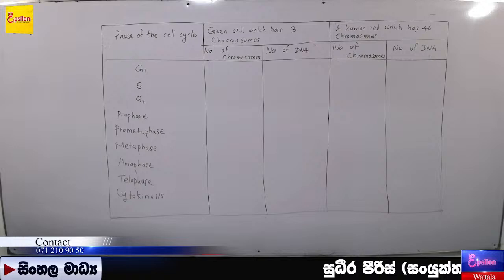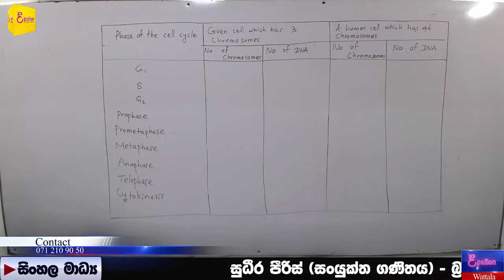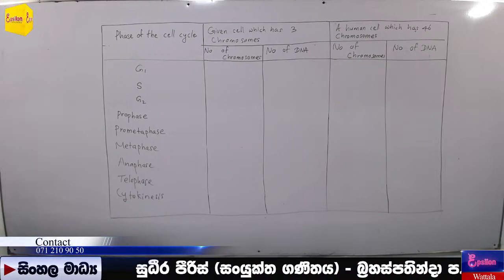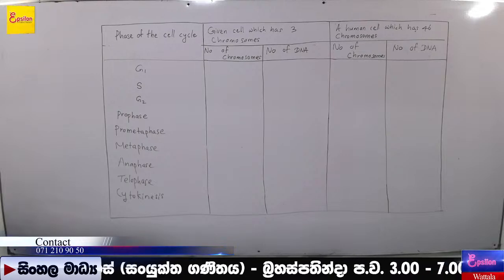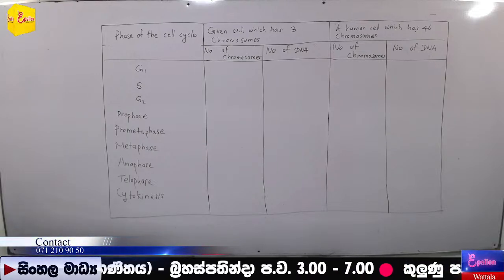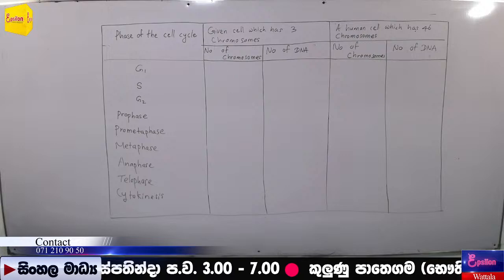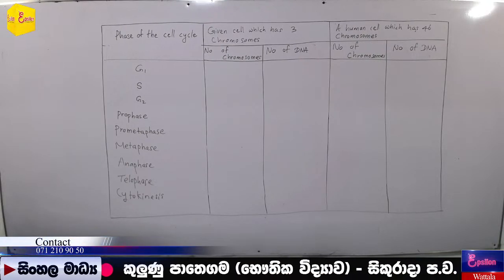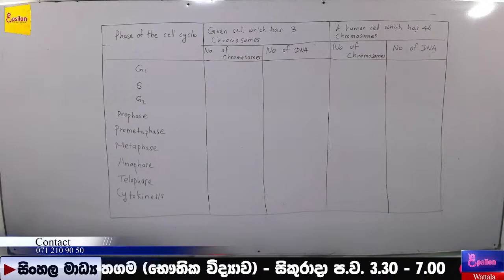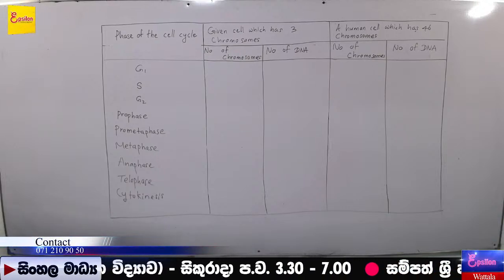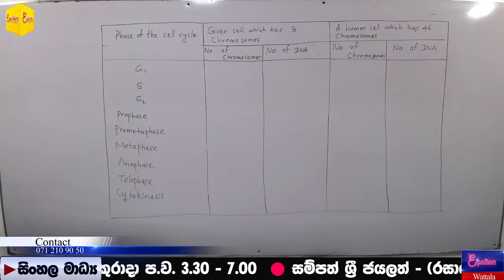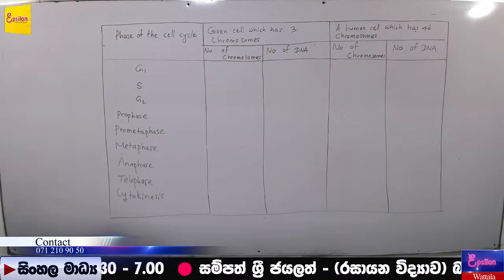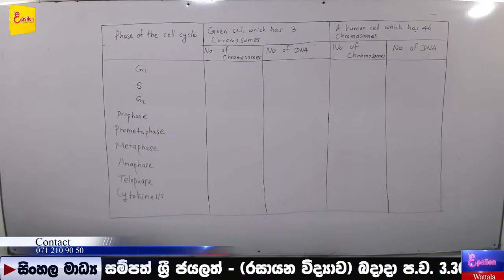Alright, now copy this table. I want you to fill it with a pencil, okay? Just give it a try, then I'll help you. At the beginning, I'm not going to help, so please try and do. Make sure that you follow the diagrams that we drew. The diagrams that we drew had only 3 chromosomes. You can follow it and see how many chromosomes and how many DNA are there in each phase.